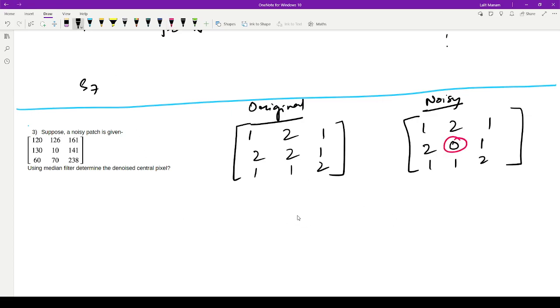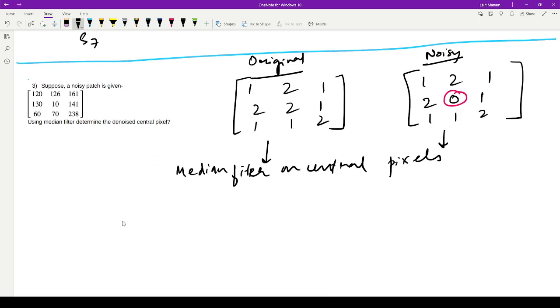Now given this, how will you apply the median filter? Arrange the pixels in ascending order and find the median. Okay, so I will do it blindly: 1, 1, 1, 1, and then 2, 2, 2. How many twos are there? 4, one more two, yeah, and then 5 ones, right? So this is for the original image.